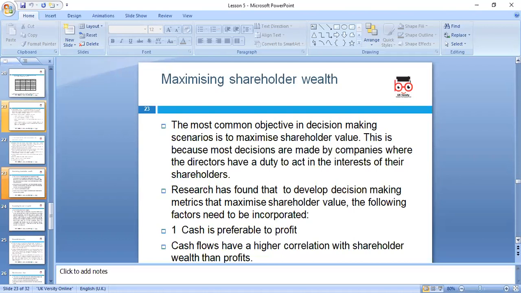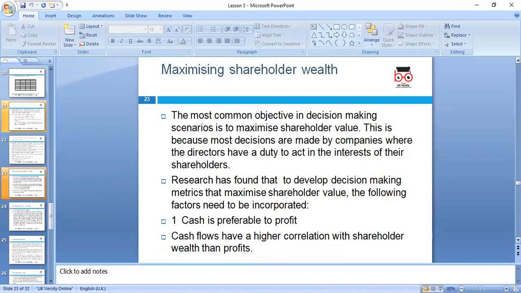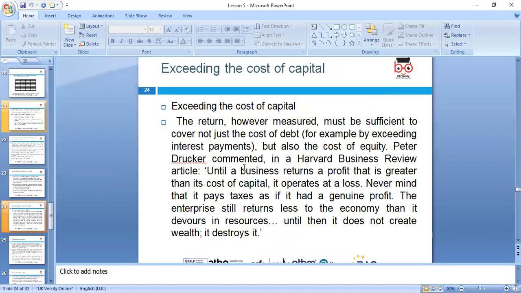For decision-making metrics we can look at cash versus profit. Cash flows have a higher correlation to shareholder wealth maximization than profit itself. The return should exceed the cost of capital, and the measure should be sufficient to cover the cost of debt. Peter Drucker, commenting at Harvard Business School, said that if the return of a unit of business is not greater than its cost, it operates at a loss.